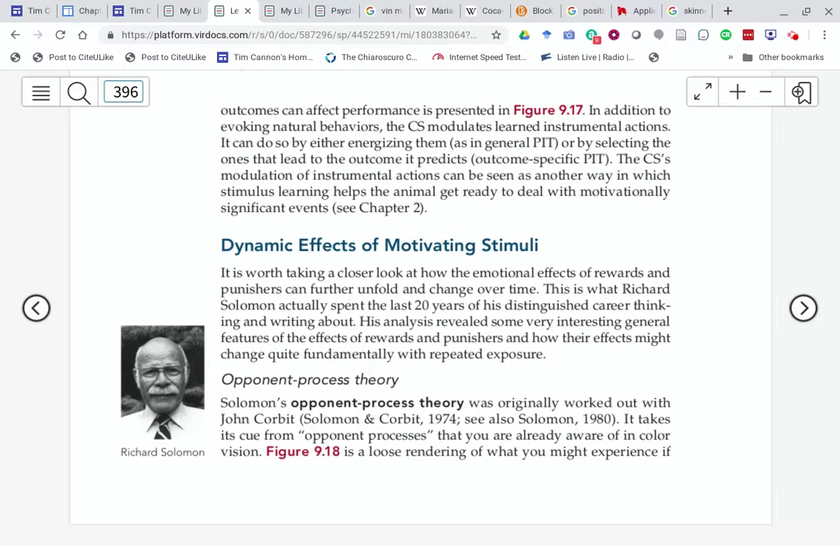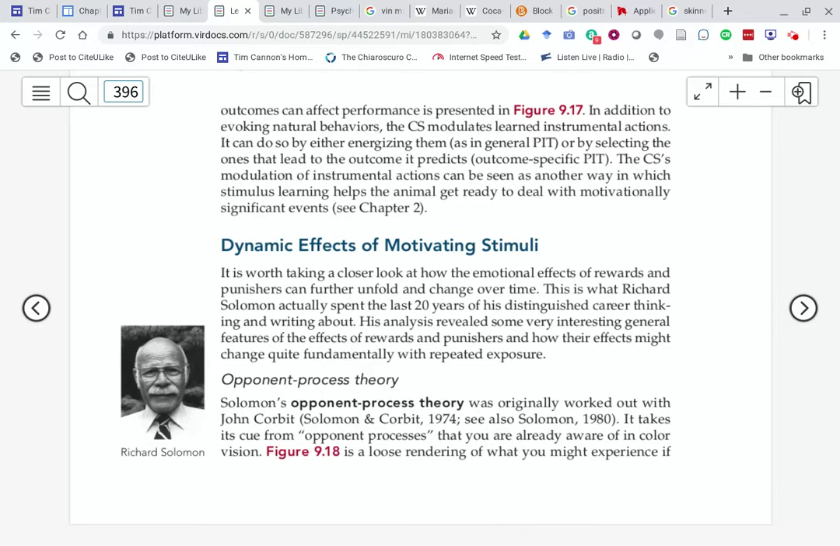And I just love this guy's picture. What a mustache Richard Solomon is packing. So the book refers to this, the opponent process theory, Solomon and Corbett, and it says it was a long time ago. Yeah, it was a long time ago.